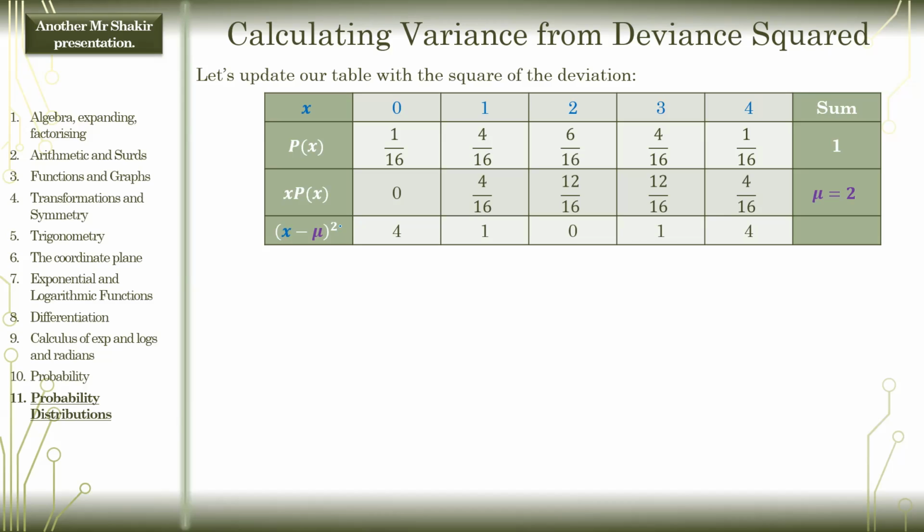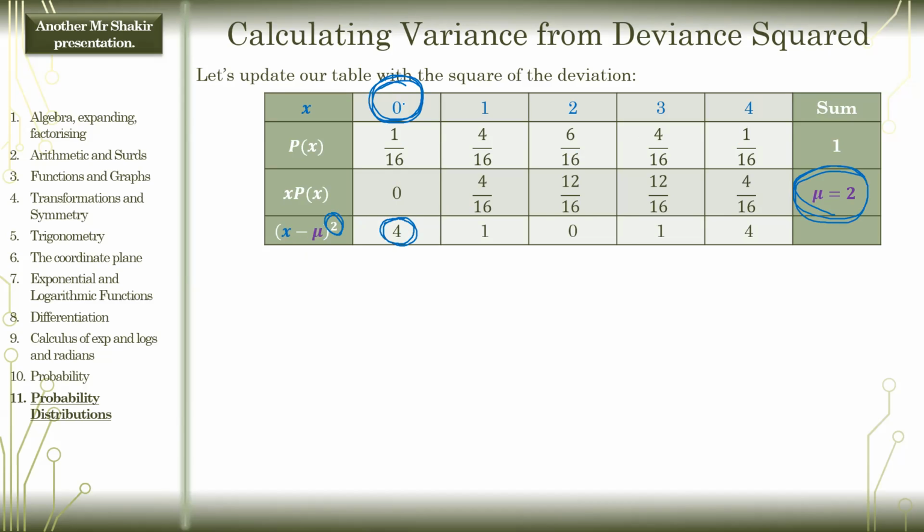All right. So now what we're doing in the 4th row is we are calculating deviance. Deviance is how far away a score is from the expected value, and we square that. So how far away is 0 from 2? 2 or -2. It doesn't matter because you're going to square it. So x minus mu, x minus expected value, 0 minus 2 is -2, but you square it, you get 4.